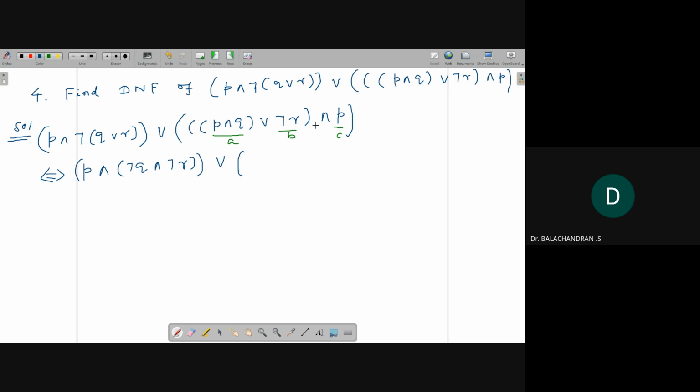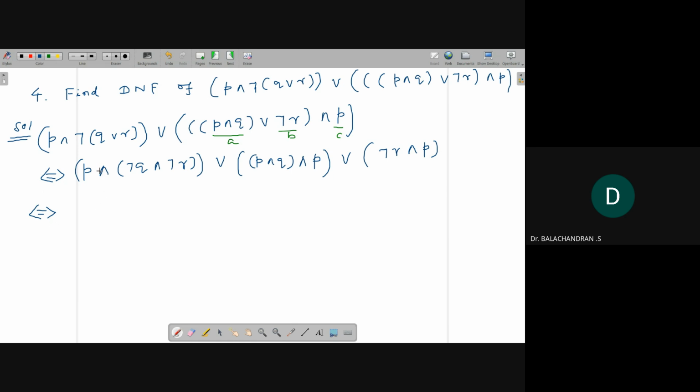So you'll get A and B. That is what, P and Q, P and Q and P, close the bracket, and then R, B and C. B is what, negation R and P. So which is equivalent to, okay, which is equivalent to.